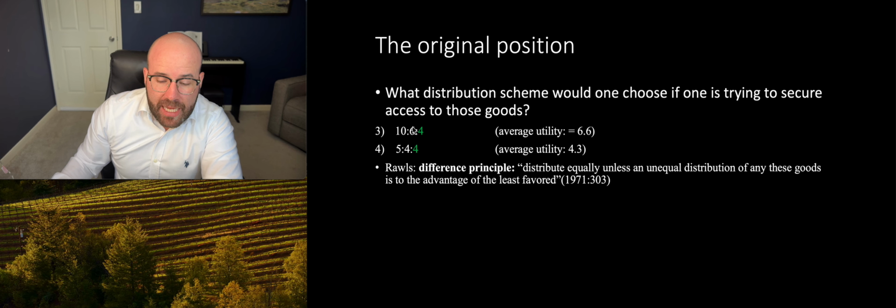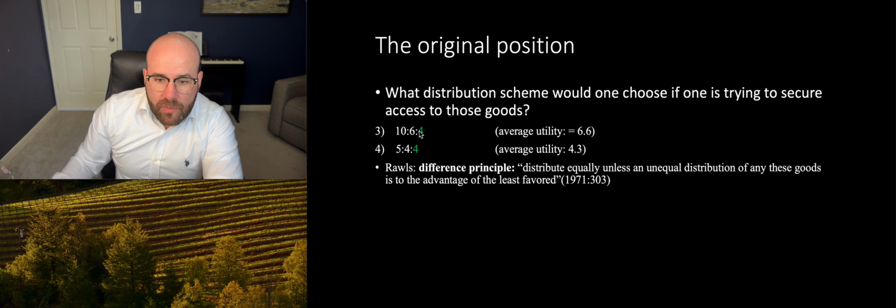because you're allowing an unequal distribution, but you're making the worst off better. But not in this case. In this case, the worst off technically are the same, and they're not that badly off. And so according to Rawls, you should actually choose 4, the least inequality, because the greater inequality here cannot be justified, since it's not doing anything for the least favored.